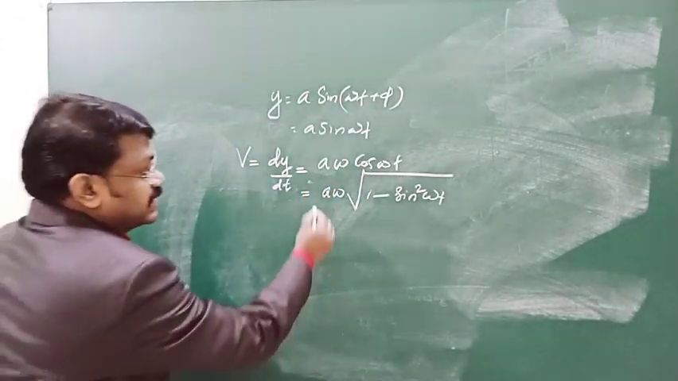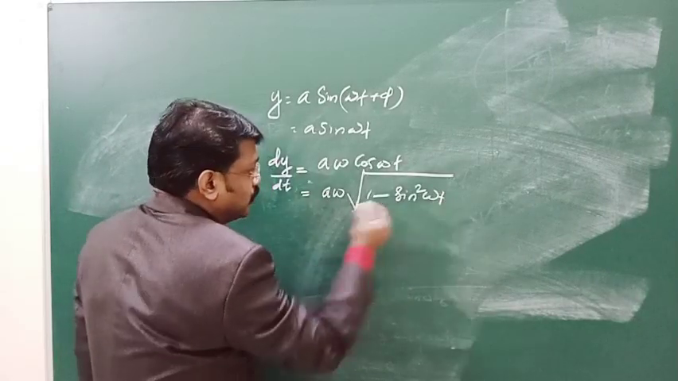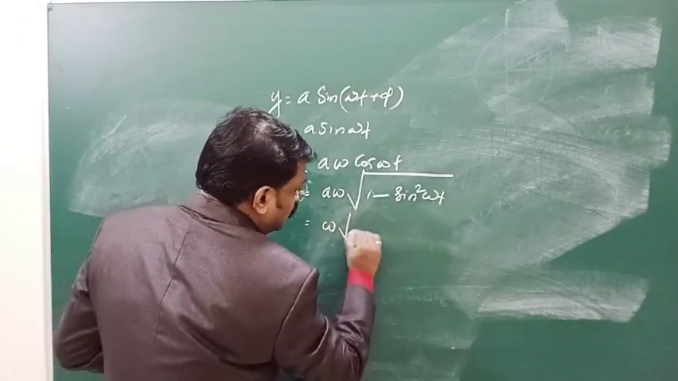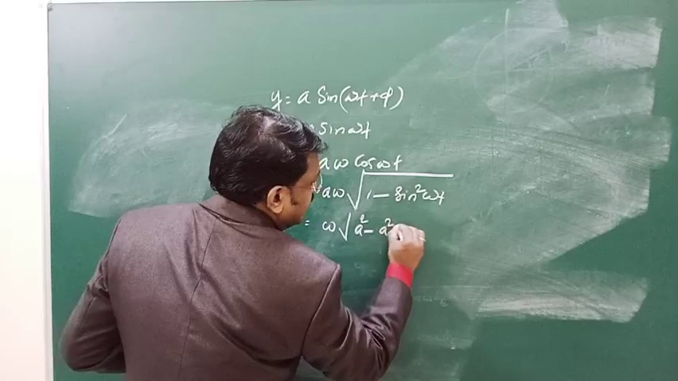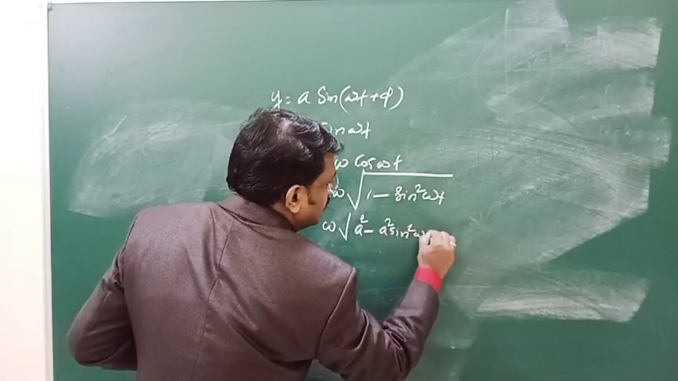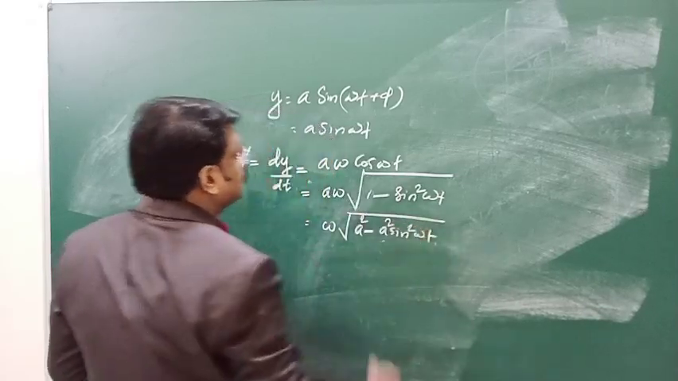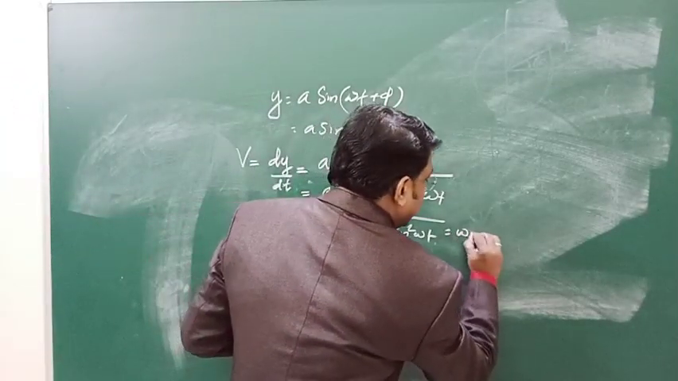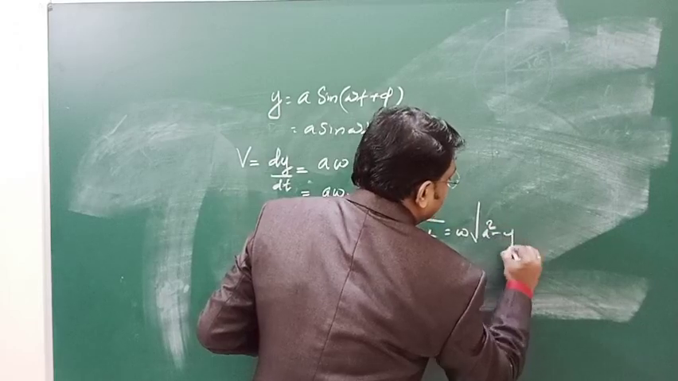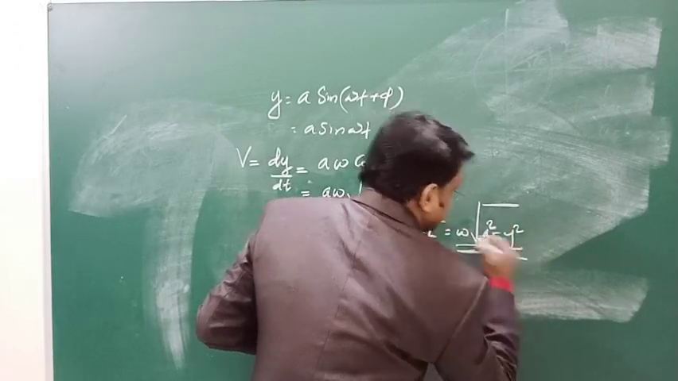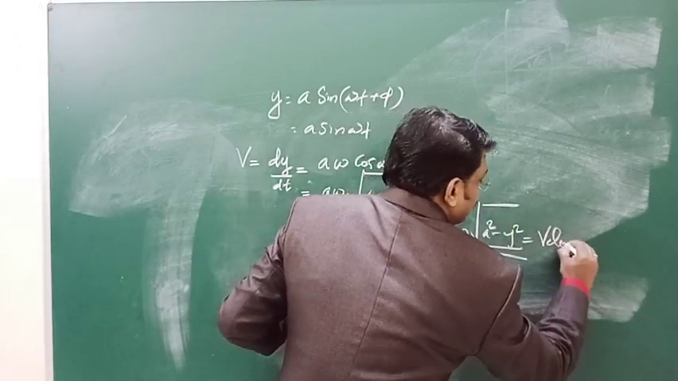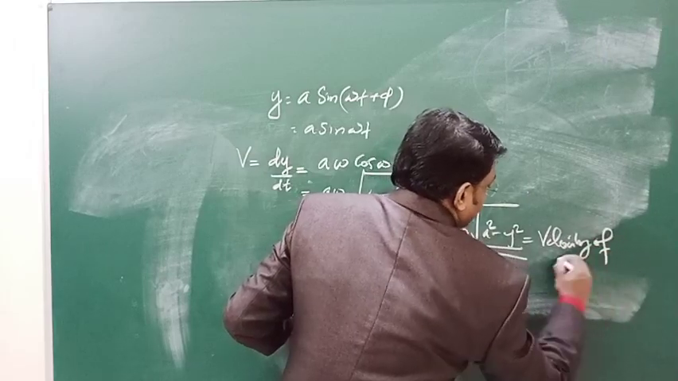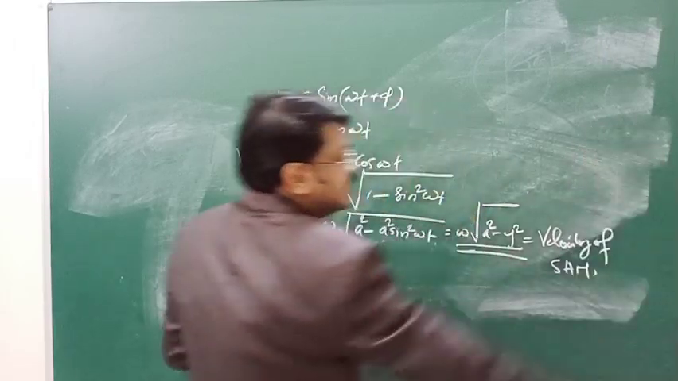When you take a inside the square root, it will become omega into root of a square minus a square sin square omega t. What is a sin omega t? A sin omega t is y. So you can express it as omega root of a square minus y square. What is this? This is the velocity of SHM.